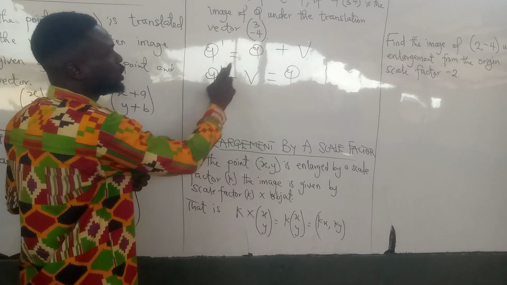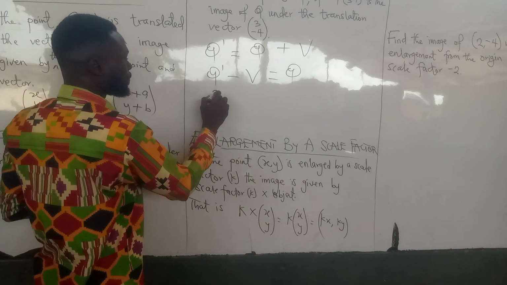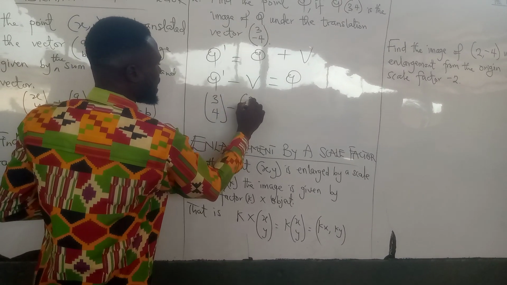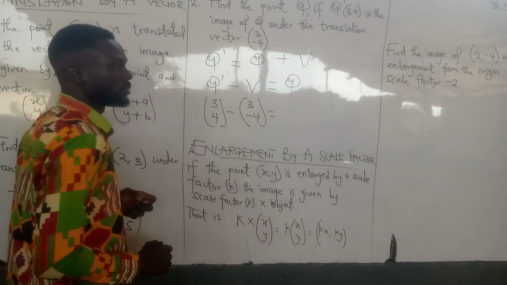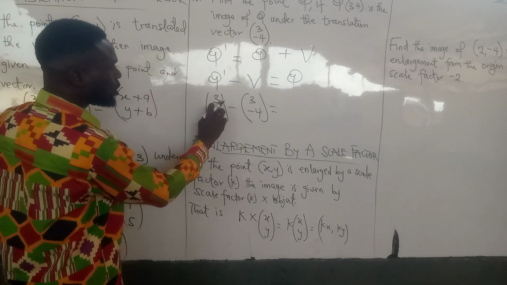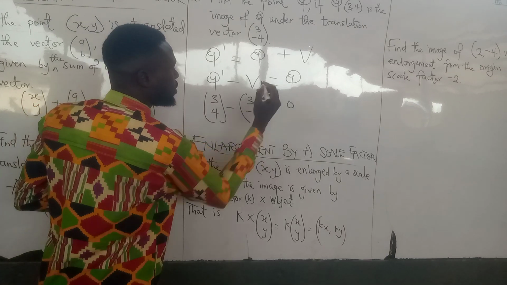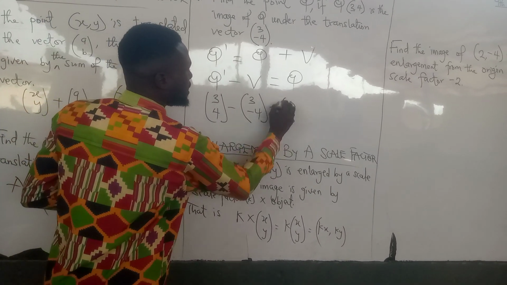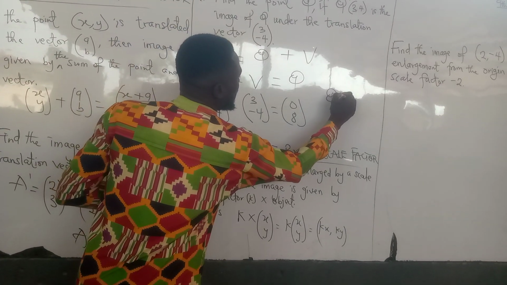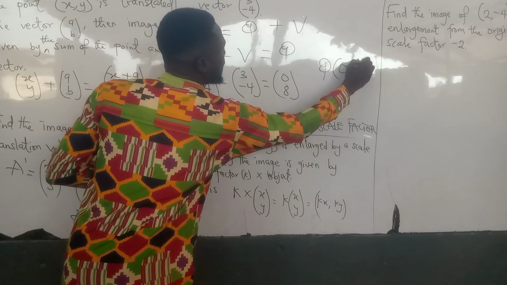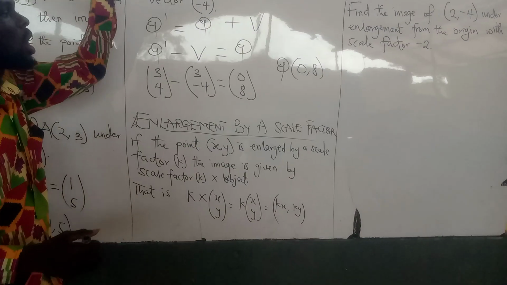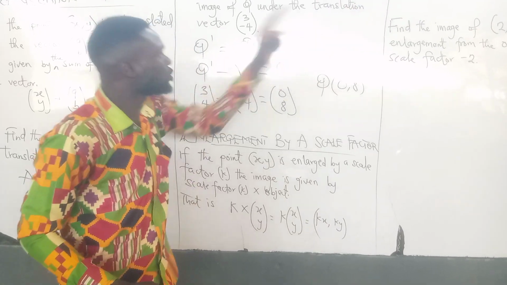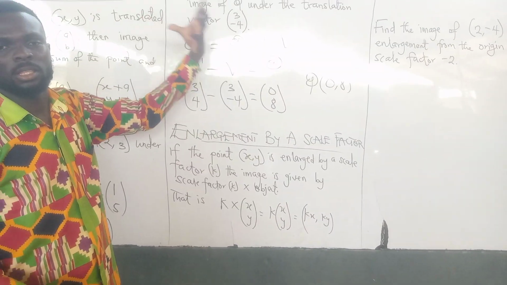So what is the image? The image is (3, 4), minus V. What is V? The vector (3, -4). So if I subtract, 3 minus 3, I have 0. Then 4 minus negative 4 is 8. So Q is (0, 8), which is the object of the image (3, 4) when translated by the vector (3, -4).